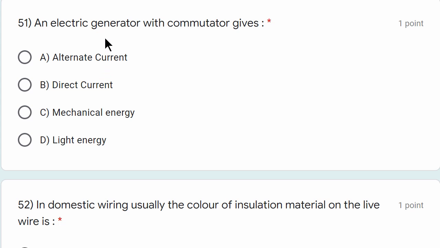Next question. What happens to an electrical generator with commutator? An electrical generator by default generates alternating current. If a commutator is added, the commutator reverses the current. So if you take alternate current and if you reverse it, you get direct current. If you don't have a commutator, you get alternate current.